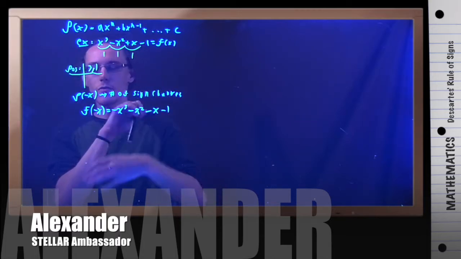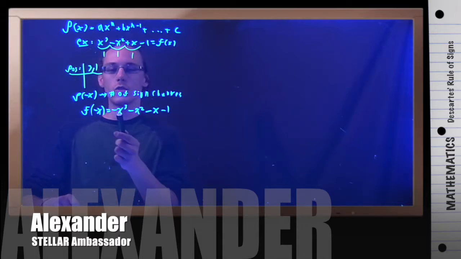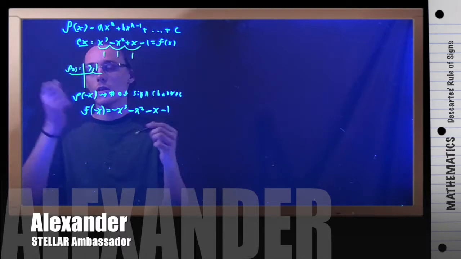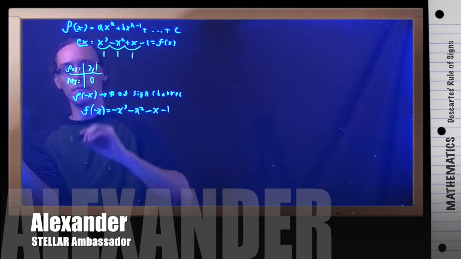So what's interesting here is if you go through and you count the number of sign changes, there aren't any. It's just negative, negative, negative, negative, negative, negative. The sign never changed, so the possible number of negative roots here is 0.